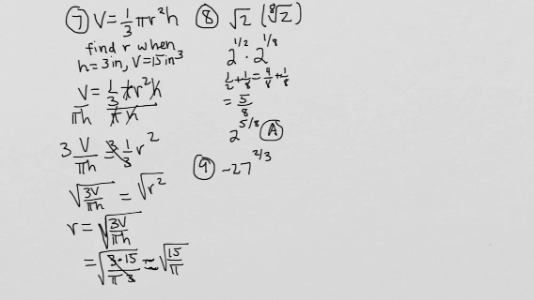Okay, for number 9, I think it must be a typo because it's missing parentheses around the -27, because otherwise the answer wouldn't be any of the choices that are provided for you. So we're taking the cubed root. So remember, I recommend that you take the root first, this one right here, which happens to be 3, so it's cube root. And then once you find the cube root of -27, you take that number and then raise it to the second power.